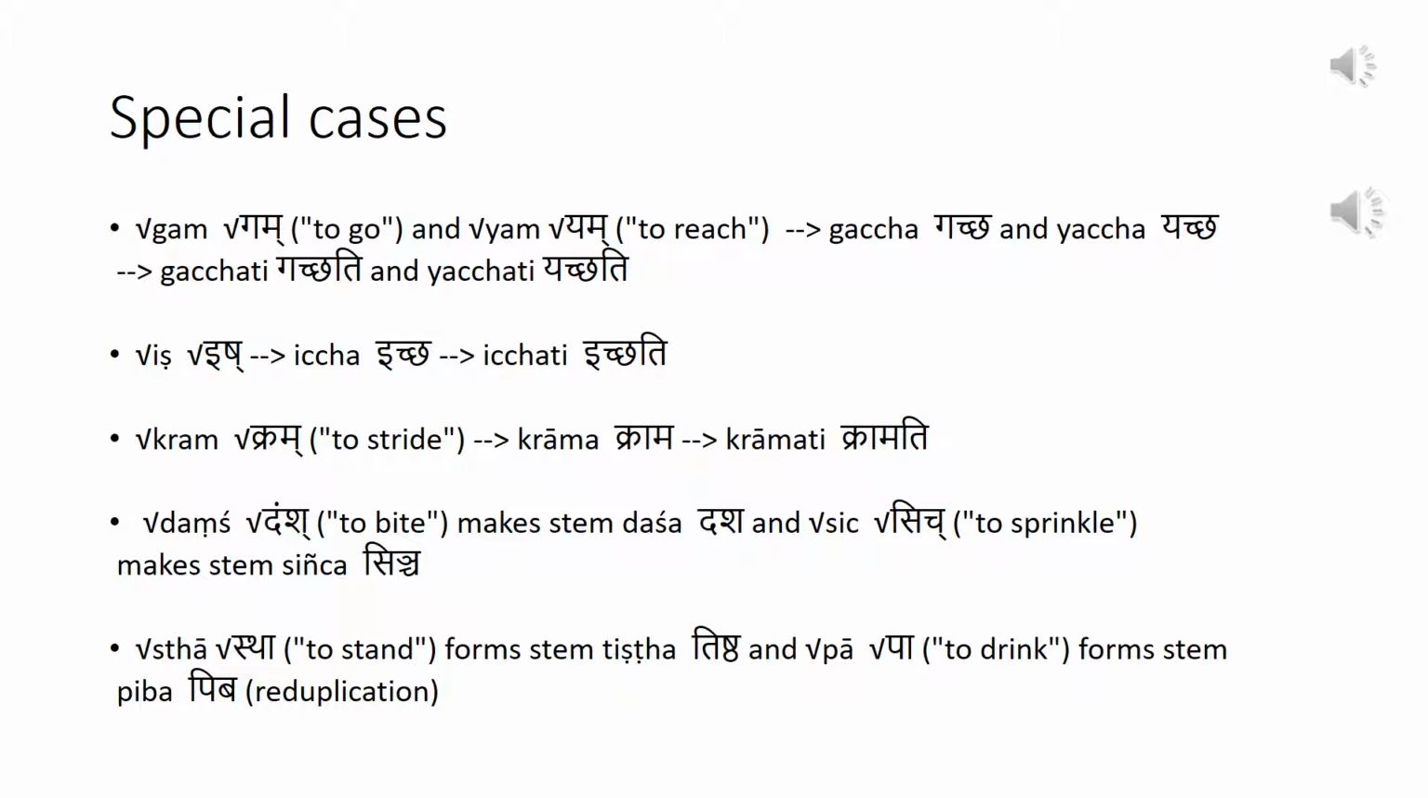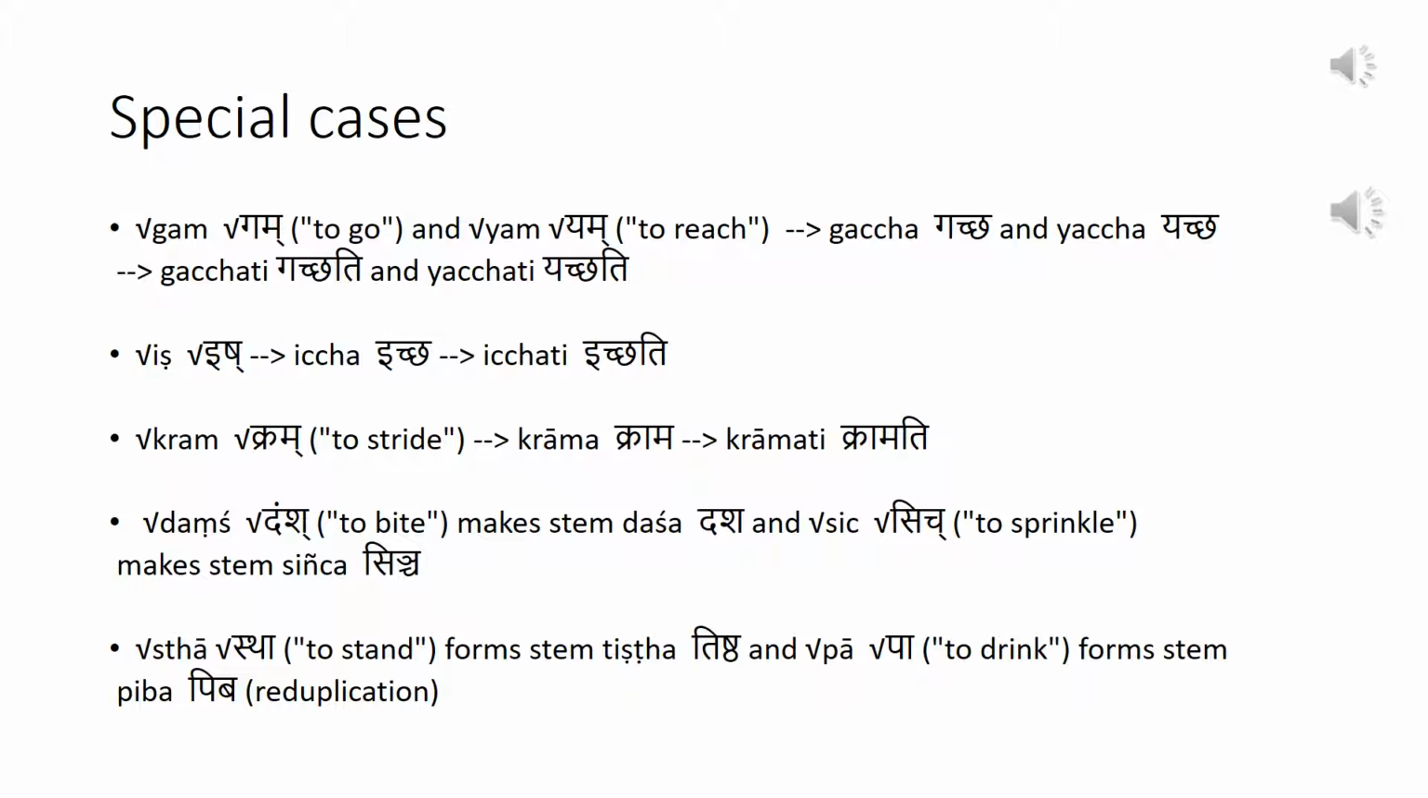Some roots lengthen their vowel. The class 1 root kram, to stride, makes the stem krama. Some roots with a nasal before the final syllable lose the nasal, while others add a nasal. The class 1 root dansh, to bite, makes dasha, and the class 6 root sich, to sprinkle, makes sincha.